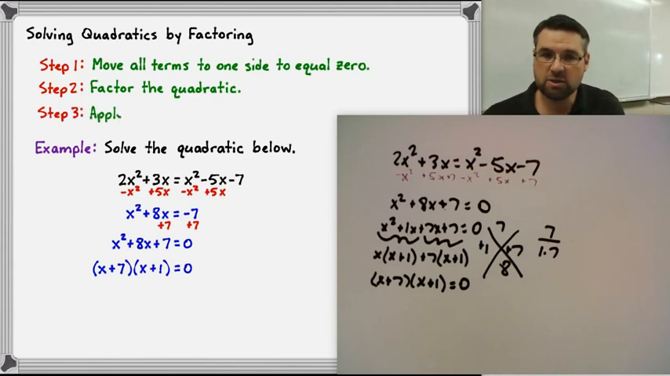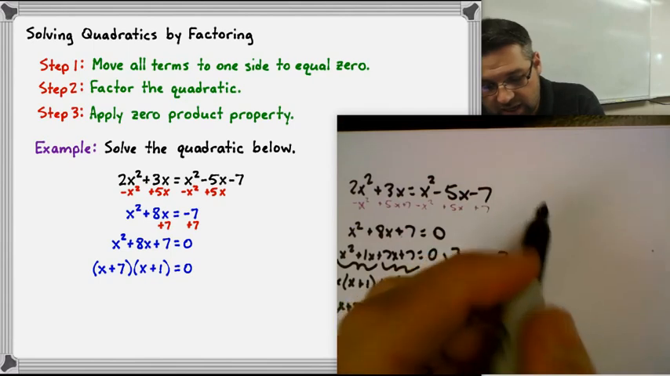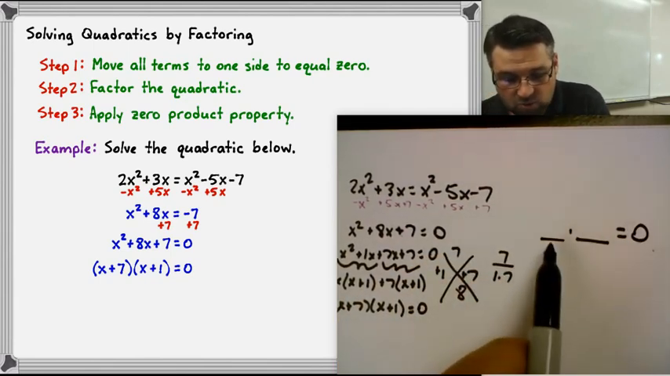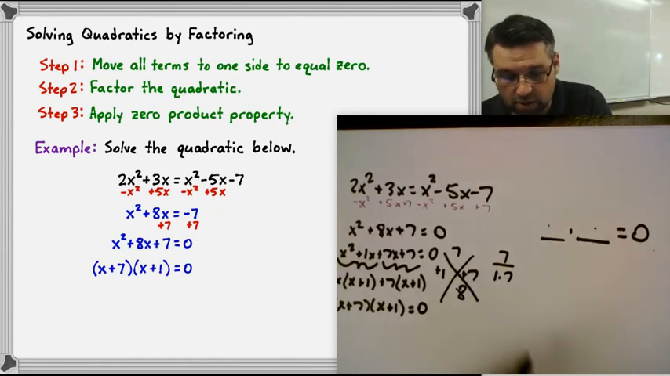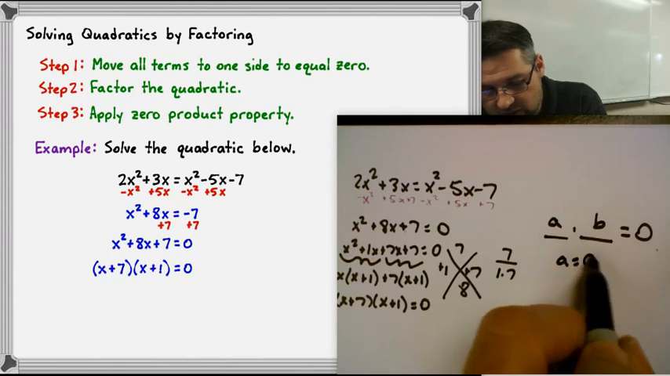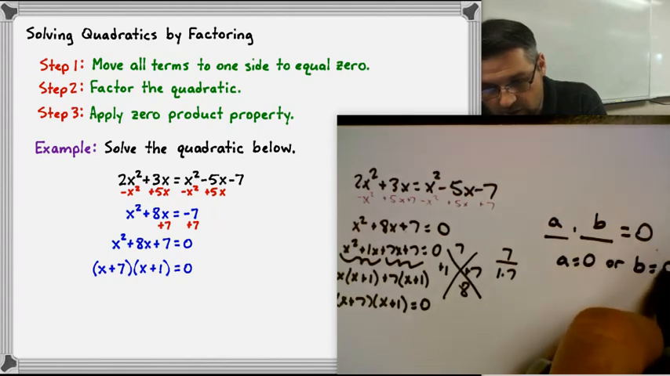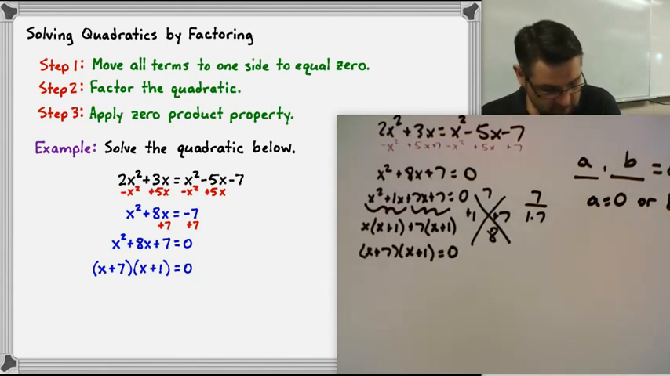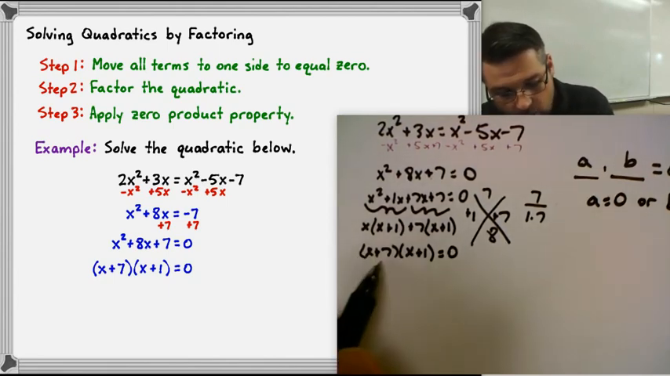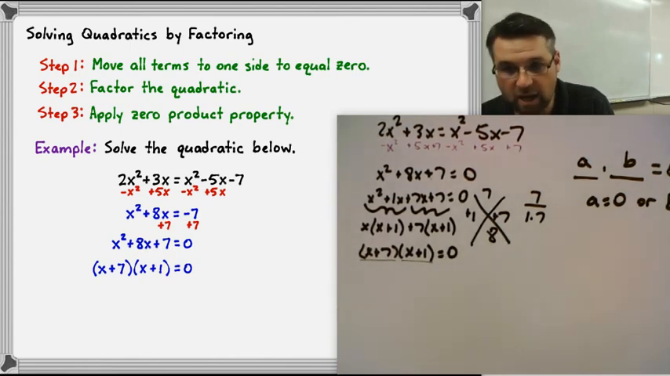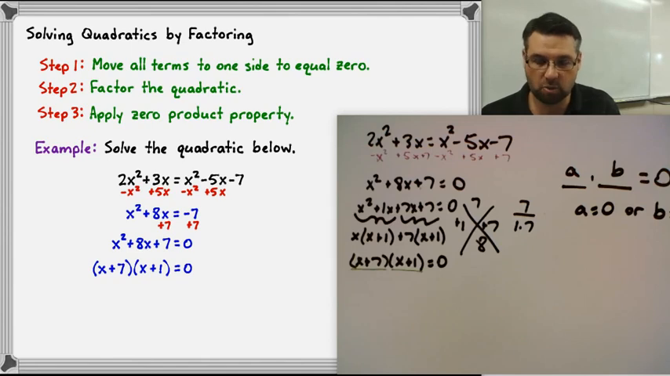Step 3 is to apply the zero product property. Remember, the zero product property said a number times a number, if it gives you 0, that means one of these numbers is 0. So if this was a and this was b, we would say either a equals 0 or b equals 0. That's what the zero product property says. Well, in our case, notice that we have two things that we're multiplying. We're multiplying this parenthesis times this parenthesis, and we're ending up with 0. So we can apply the zero product property.